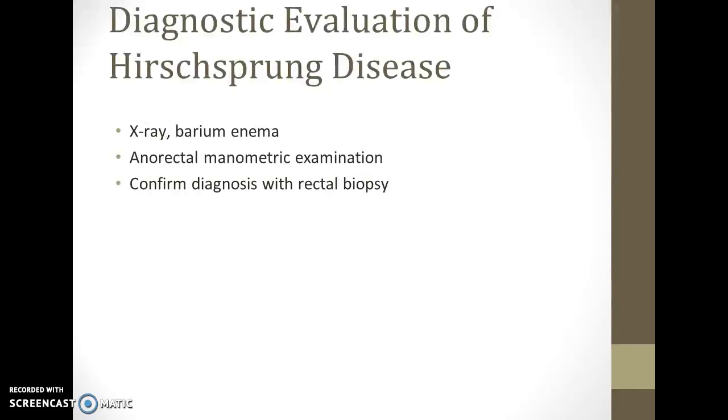How is it diagnosed? X-ray, barium enema, anorectal manometric examination. They also will confirm the diagnosis with a biopsy, and what they'll see in the biopsy is the absence of ganglion cells.